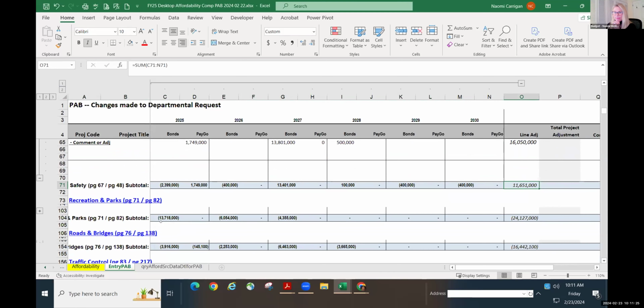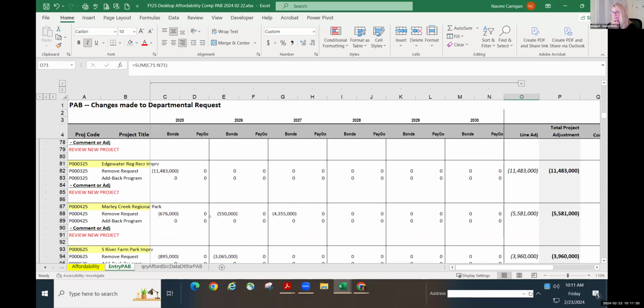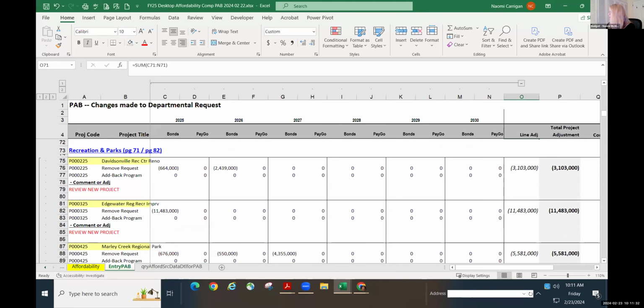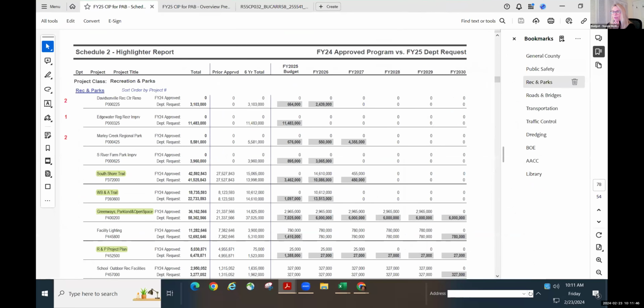Okay, the next one is recreation and parks. That starts on page 71 of your overview and page 82 of your one pager. The first thing we start with is the new capital projects. And bear with me, I'm just going to flip through a couple screens here. I'm going to move over to the highlighter because I did do that.